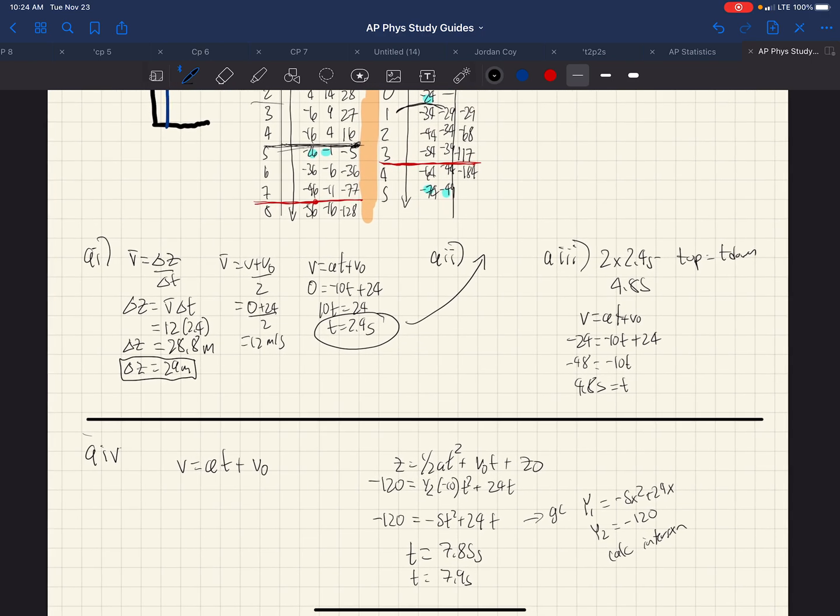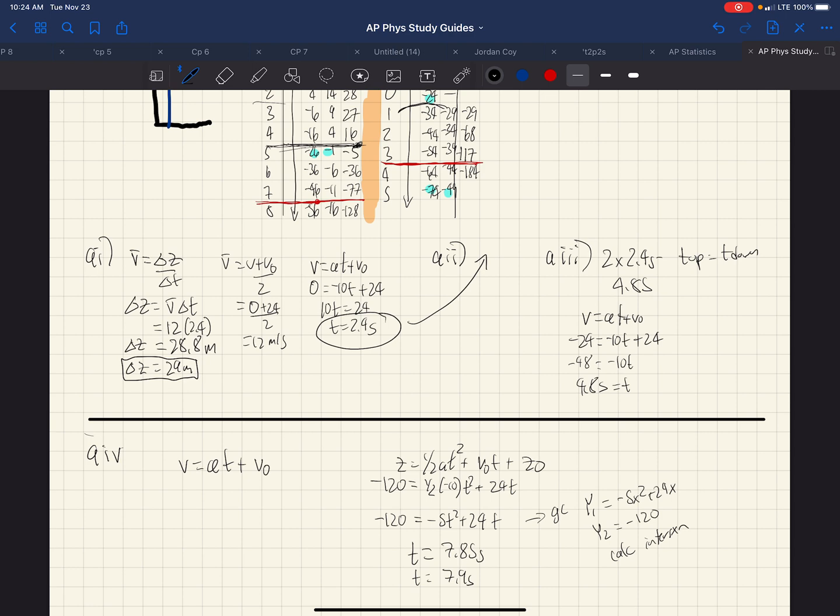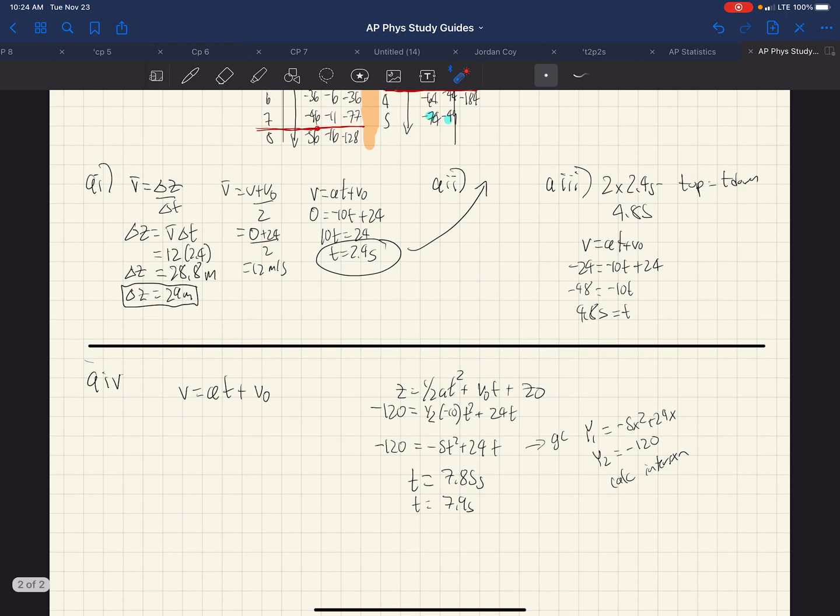Now, if we go to our average velocity table, and we look for minus 120, that's in here, and that's between 7 and 8 seconds. So our answer does agree with the average velocity table.